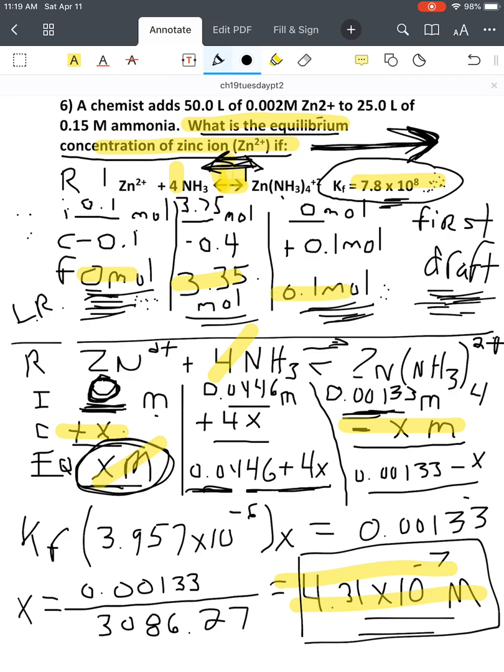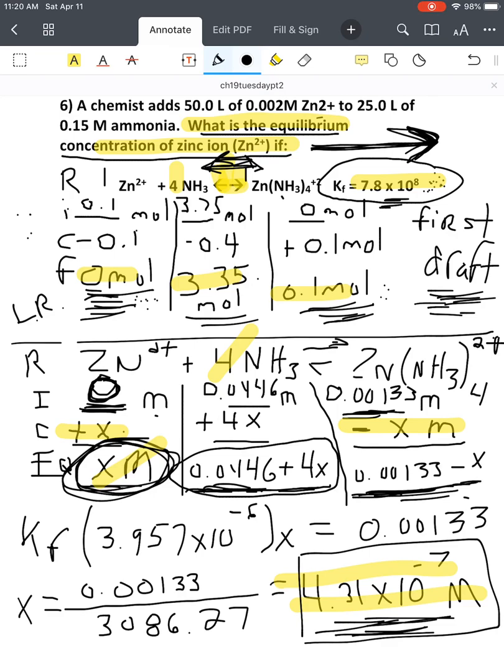But if I wanted to, I could figure out what the concentration of all these other substances are. I know now what the concentration of the free and unbound zinc is. But I could also find the concentration of ammonia, couldn't I? With my excess plus the 4x. And indeed, my assumption was valid. Look how small this number is. 10 to the minus 7 compared to 0.0446. Remember, that was just from the excess from our first approximation. I could also easily solve the final equilibrium concentration of my complex ion if I want to. I just take what I expected to have in my rough draft, the 0.00133 molar, and subtract x.